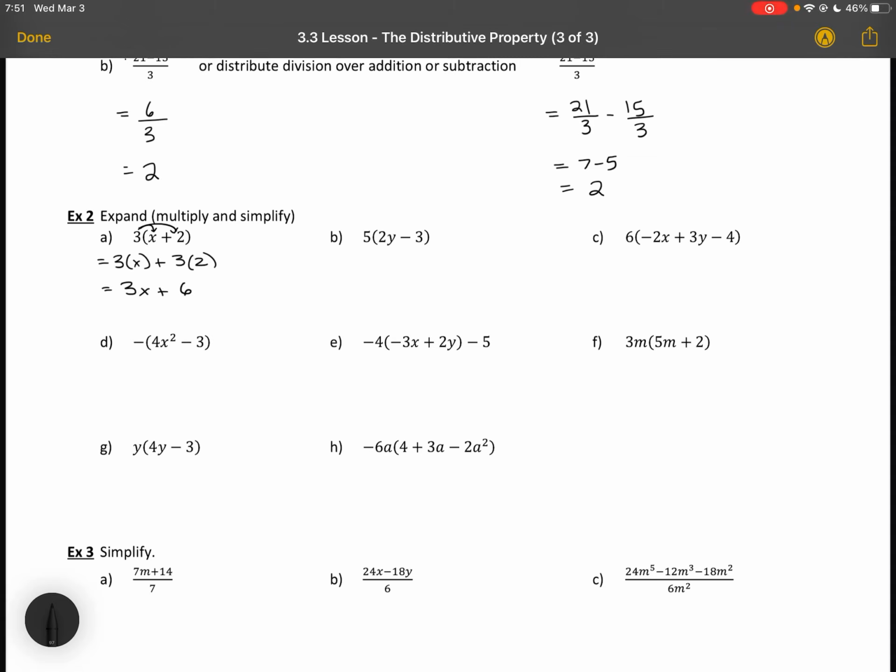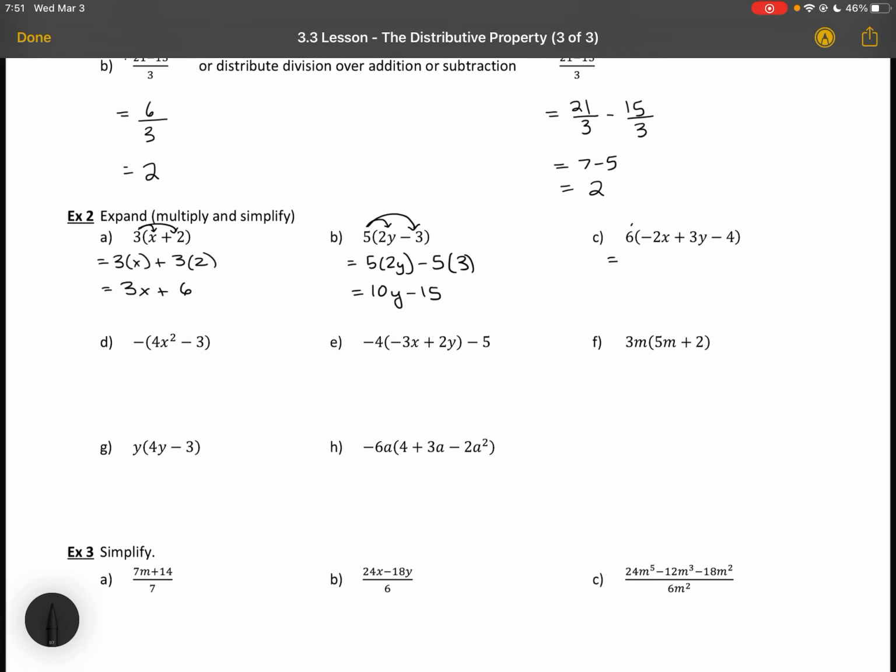My next example has a y. 5 times y, 5 times minus 3 times 3. And then I get 10y minus 15. No like terms, I can't simplify any further.